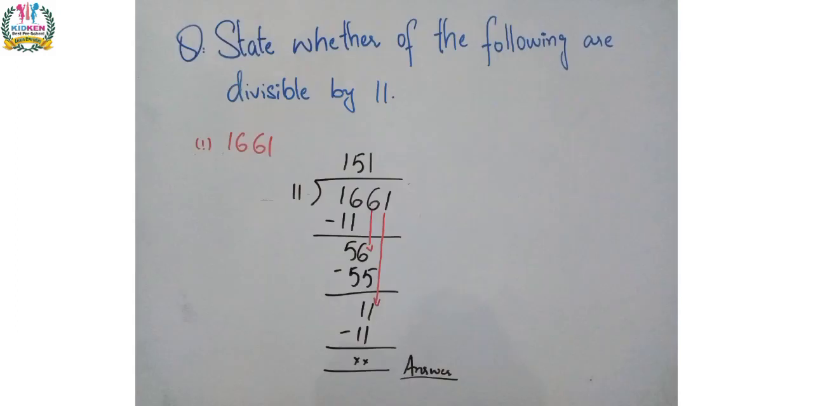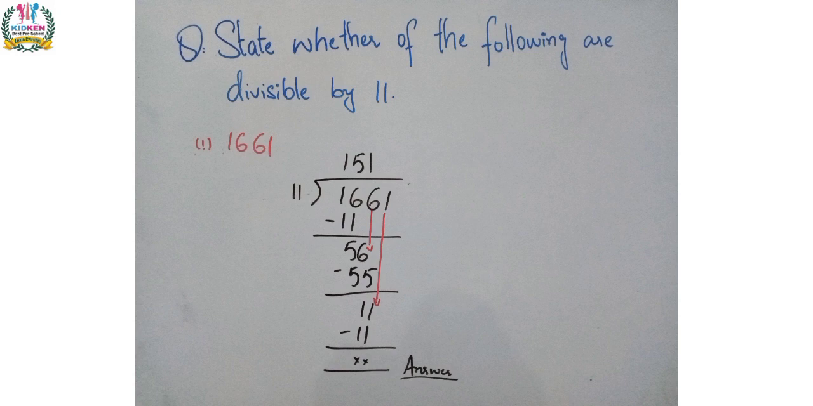Next question is state whether the following are divisible by 11. So simply you can divide the value by 11. So the value is 1661. Divided by 11, we can answer 11 1s are 11. So we have remainder 5. Then we can write the next digit which is 6.